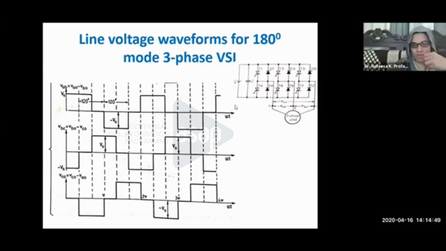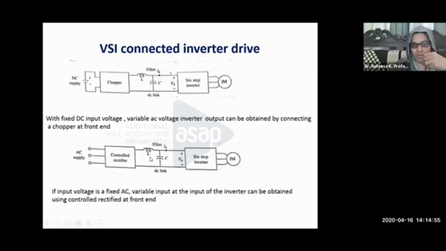This block, like a controlled rectifier, means that is a fully controlled rectifier. So here if you want to vary the input voltage, we are using a controlled rectifier. You can use fully controlled rectifier here.